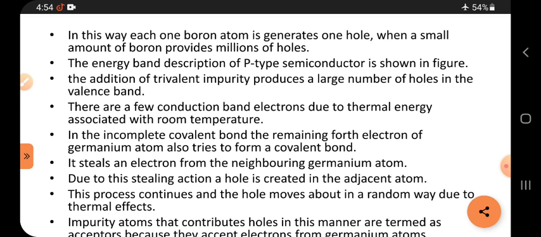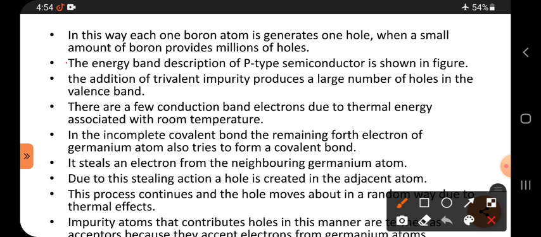Okay, next, the energy band description of p-type is shown. Yes, the addition of trivalent impurity produces a large number of holes in the valence band. Yes, a large number of holes will be produced. So all the holes we have to show in the valence band only, we should not show them in the conduction band.